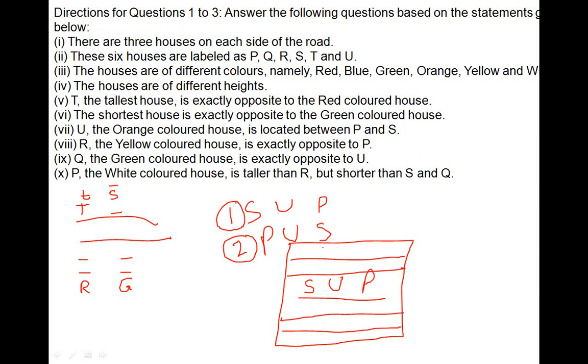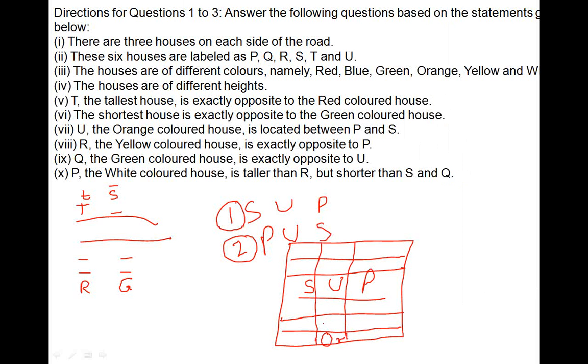And we categorize it here. Now U is the orange color. So color we are writing in the last, right? So say we write it as OR. U is the orange colored house located between P and S.